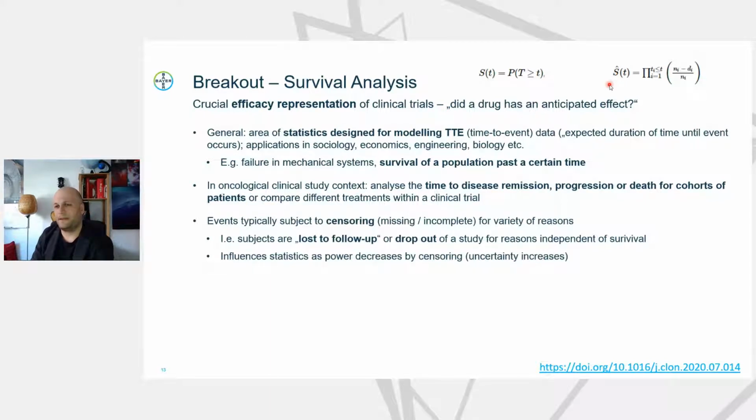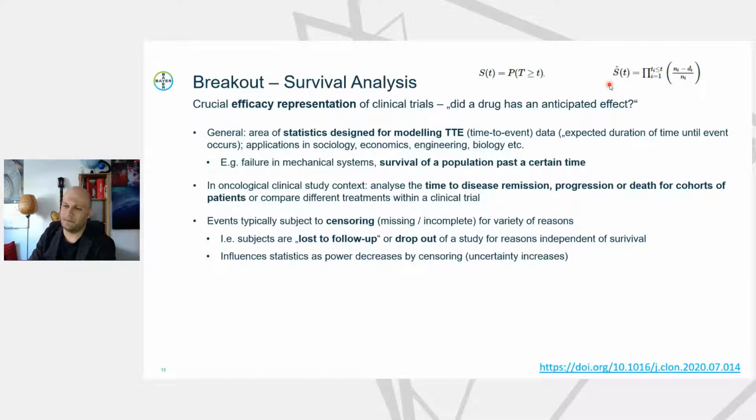And what is special about this clinical analysis is that events typically are subject to censoring. So that means we have a lot of missing or incomplete information for a variety of reasons. So for example, subjects are lost to follow-up. So we simply do not have any follow-up information about a patient. That happens frequently, or the patient drops out of a study for certain reasons. So for example, he decides to do another study, uses another medication, or has a serious adverse event.